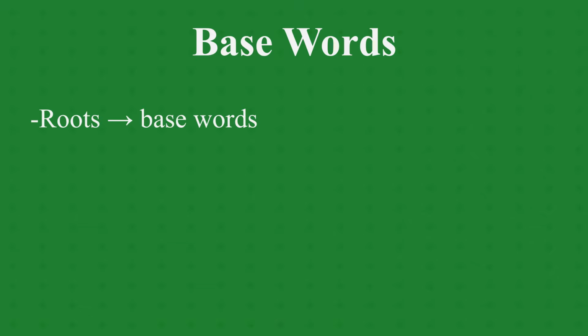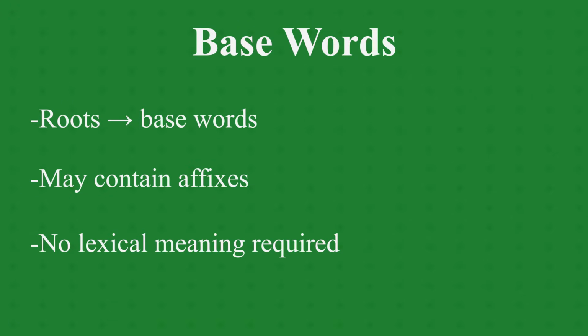All roots are base words. The big difference is that base words also may contain affixes, which roots may not contain. So, all roots are base words, but not all base words are roots. Remember that. Like roots, base words don't have to have a lexical meaning. An example of a base word is prefer. It consists of the two morphemes pre and fer, thus it cannot be a root. The root fer doesn't have a lexical meaning and thus is not a stem.